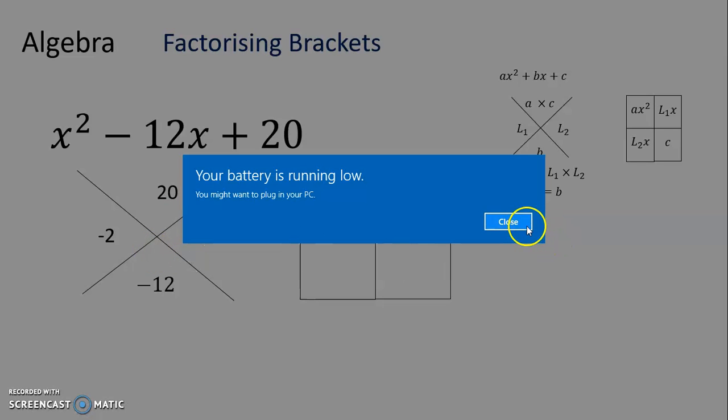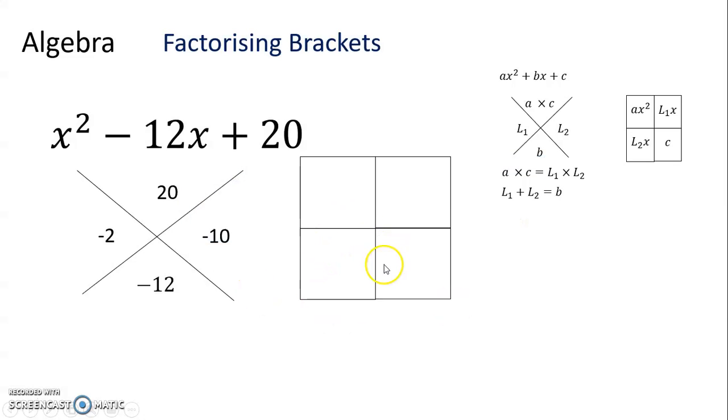So now I can fill in my box. So I'm going to have x squared and positive 20. And then here I know I'm going to get negative 2x and negative 10x. And now I can think about my common factors. So common factor of x squared and negative 10x is x. Common factor of x squared and negative 2x is x.